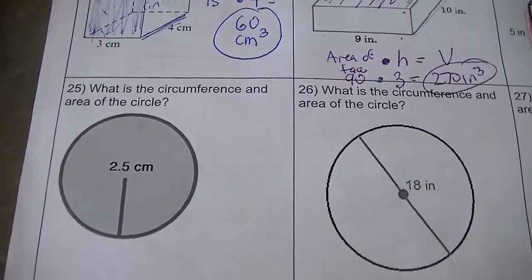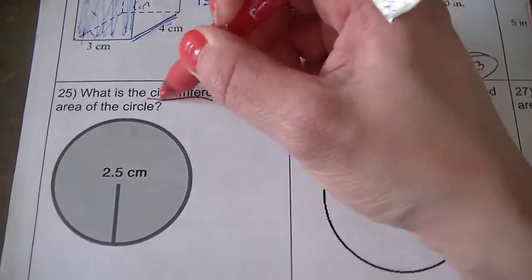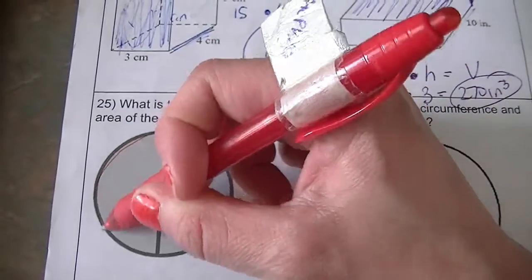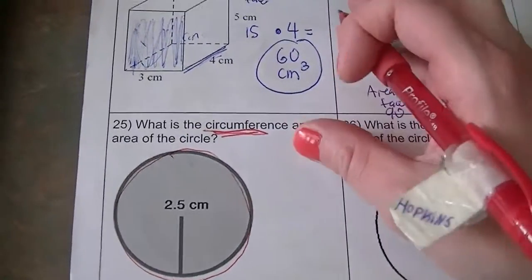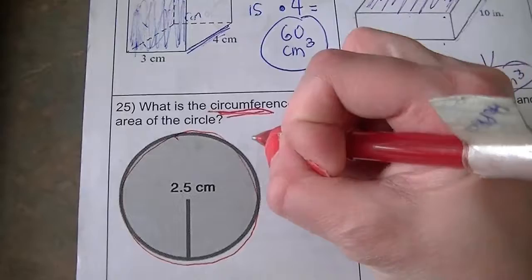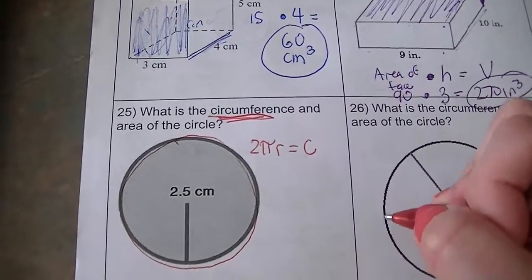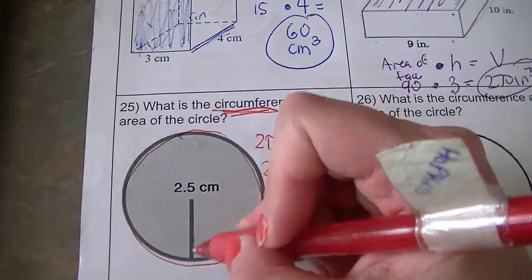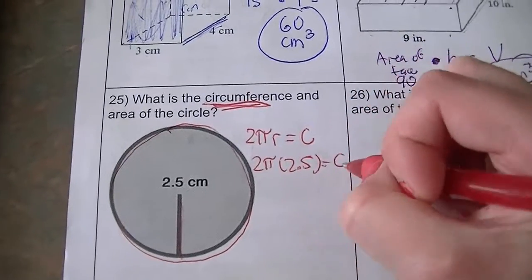Next problem. What is the circumference and area of the circle? I'm going to draw the circumference in red and the area in a different color. Circumference is the distance all the way around. So you want to know that distance right there. Its formula is 2 times pi times the radius. That gives you the circumference. So I'm going to keep the 2, keep the pi, and I have to find the radius. The radius is right here, 2.5. And that's going to give me the circumference.